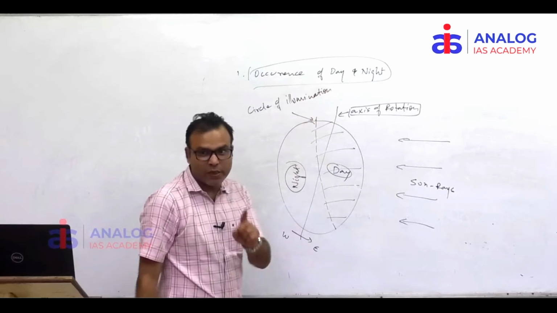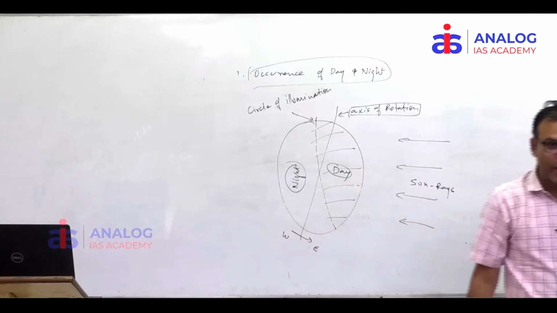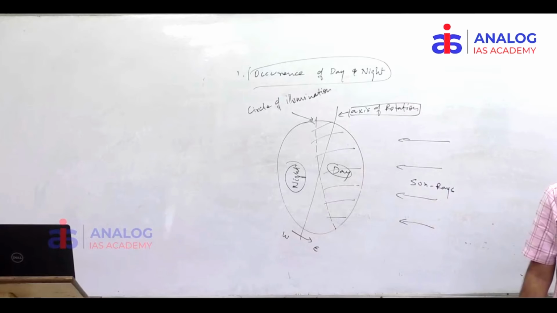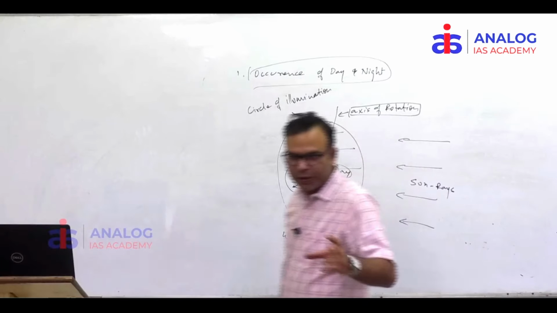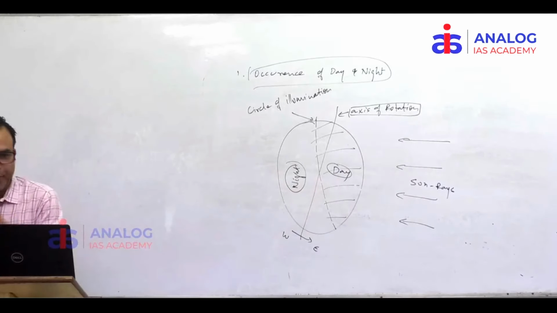So day and night is not separated by the axis of rotation. Day and night is separated by what? Circle of illumination. Circle of illumination divides the day and night part of the earth. Half of the earth is day, half of the earth is night.